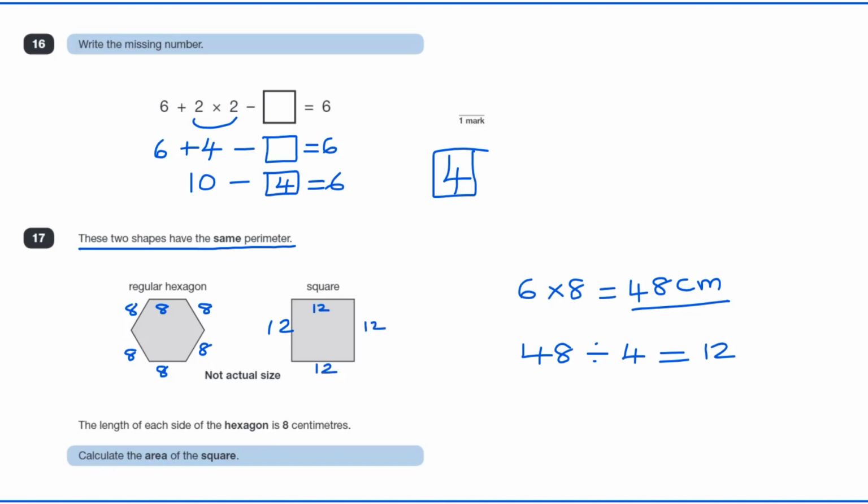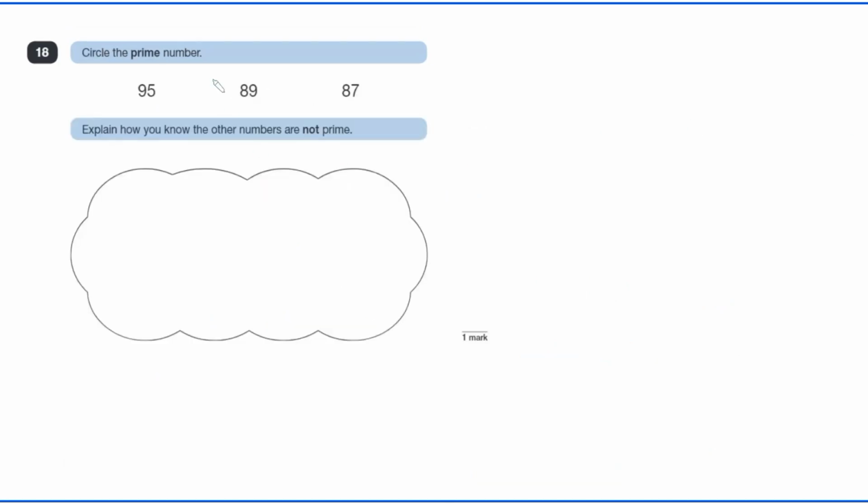Now the question, calculate the area of the square. Area of the square is 12 times 12, 144. The units are very important, centimeter square. Question number 18. Circle the prime number. 95, it's not a prime because if the number ending with 5, it can be divisible by 5. So that is not a prime number.